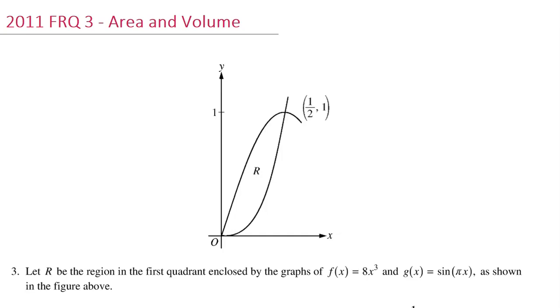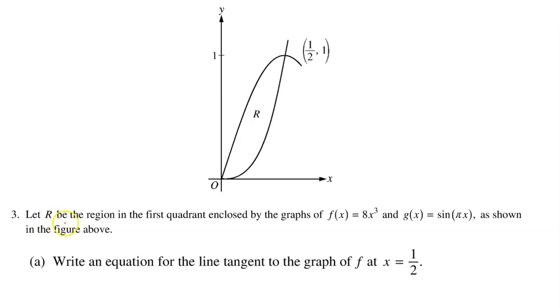In this video, I will walk you through free response question number 3 from the 2011 AP Calculus exam. This problem is mostly about area and volume. Let R be the region in the first quadrant enclosed by the graphs of f of x equals 8x to the third power and g of x equals sine pi x, as shown in the figure above. Part A. Write an equation for the line tangent to the graph of f at x equals 1/2.